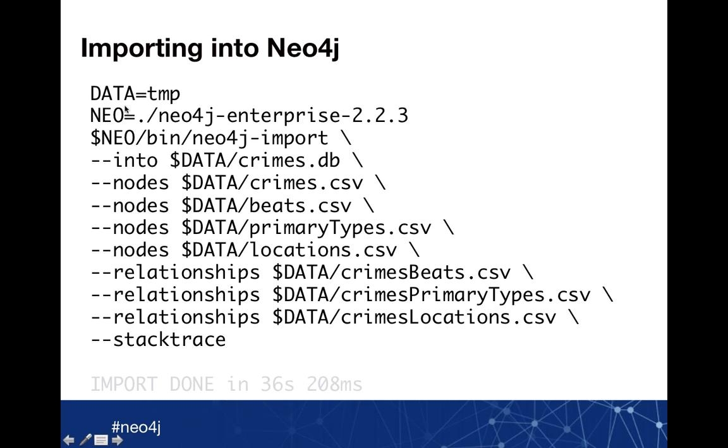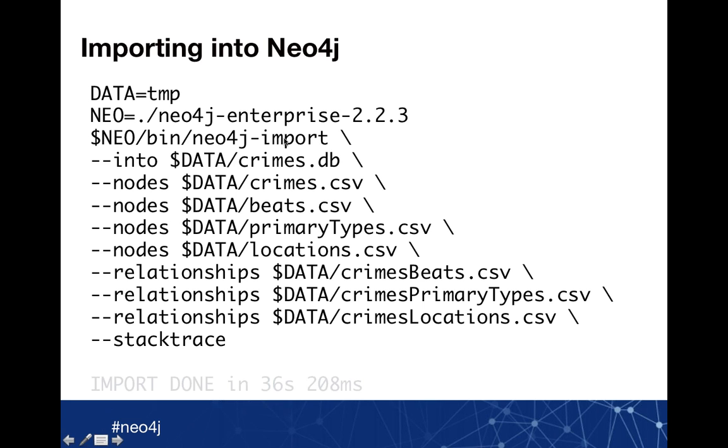So this is the script. We're going to run it in a second. But all we do is we say, hey, where's the data residing? So we've got data equals temp. Where's the Neo4j that you want to use? Or where's the Neo4j import command? So cool, okay, it's in this folder. And then we're going to go run the Neo4j import. So we'll have a quick look at what that is.